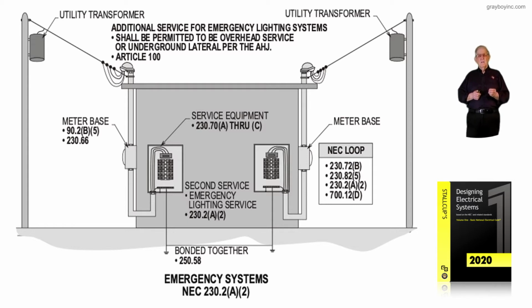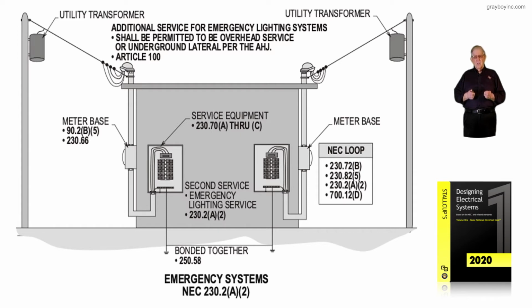90.2(B)(5), and usually that's regulated by the utility. 230.66 confirms that it's not considered service equipment. It's a metering means, so the utility would know exactly how many watts and power that a facility used.